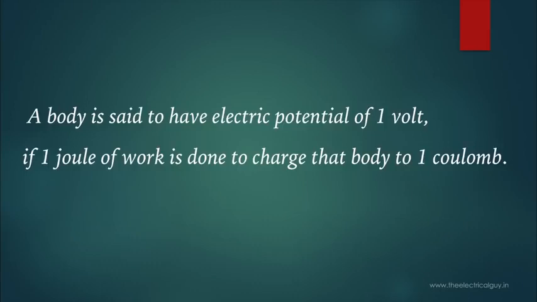If someone says the body has electric potential of 5 volts, then what does that mean? It means 5 joules of work has been done to charge that body to 1 coulomb. Or we can say in other words that every coulomb of charge has an energy of 5 joules. The more joules per coulomb, the more is the electric potential.